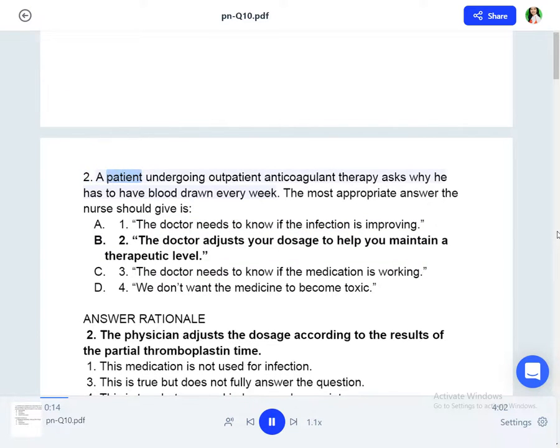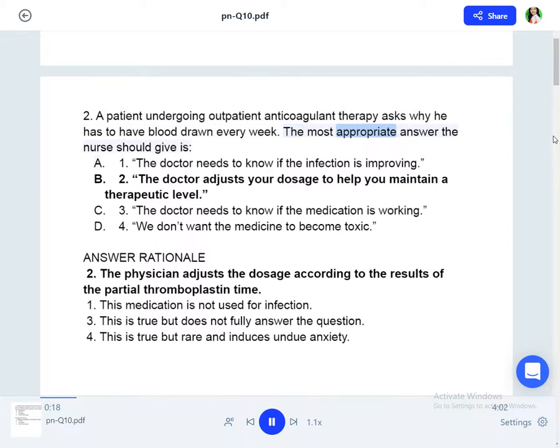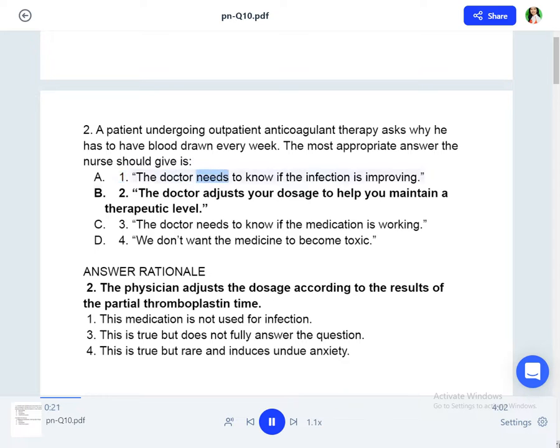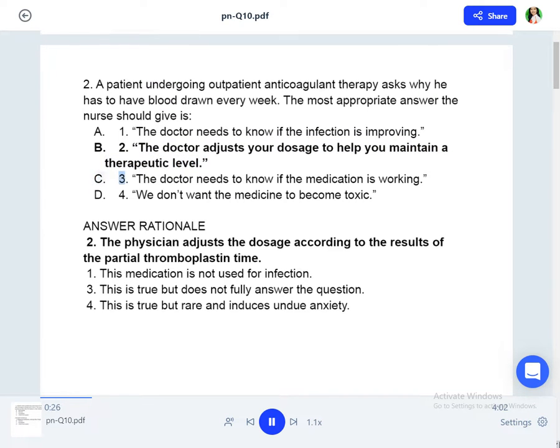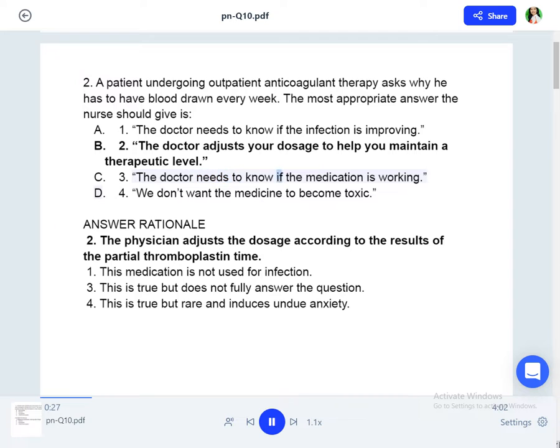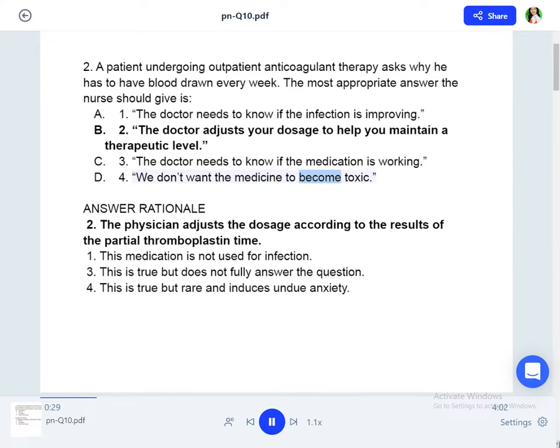2. A patient undergoing outpatient anticoagulant therapy asks why he has to have blood drawn every week. The most appropriate answer the nurse should give is A. 1. The doctor needs to know if the infection is improving. B. 2. The doctor adjusts your dosage to help you maintain a therapeutic level. C. 3. The doctor needs to know if the medication is working. D. 4. We don't want the medicine to become toxic.